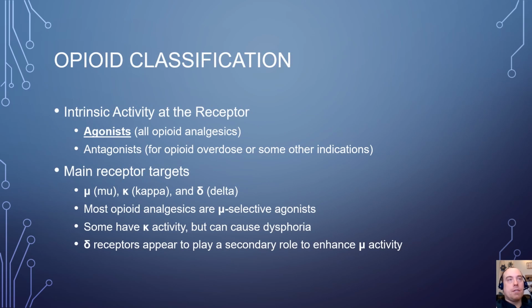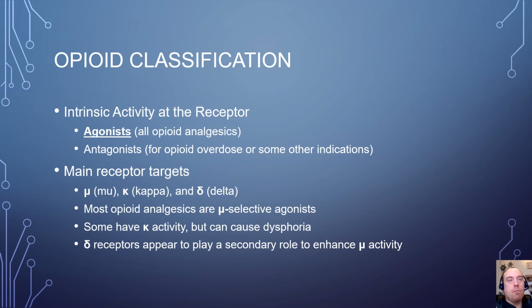So opioids are classified in different ways. So intrinsic activity at the receptor. Agonists are all the opioid analgesics, so all the drugs that are used therapeutically for pain in the opioid class are agonists. Antagonists are specifically to treat opioid overdose or some other indications that I'm not going to get into, but primarily for opioid overdose, or to deter abuse of an opioid in special combination products.